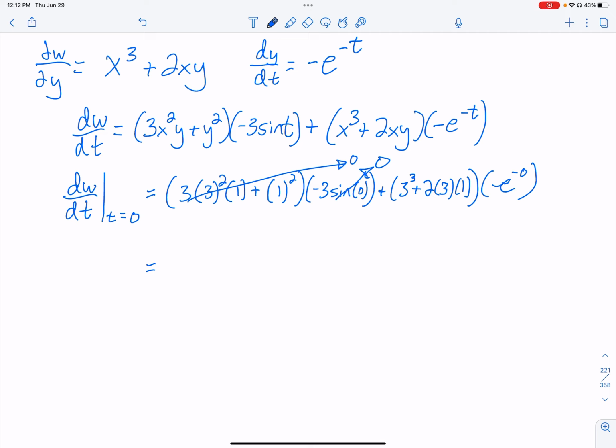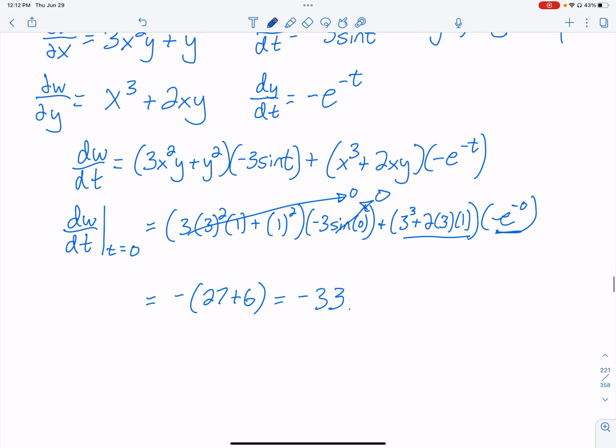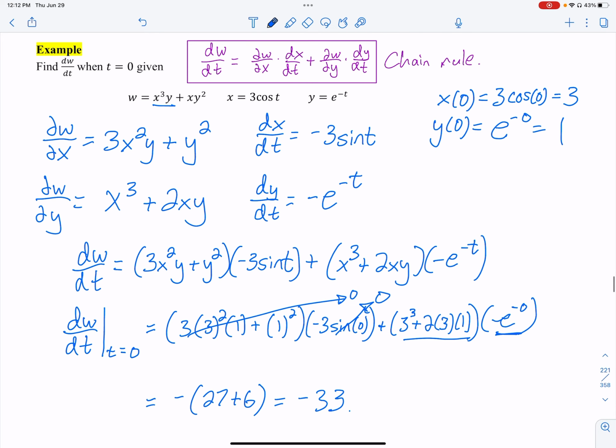Right, and then we get this term, this is a 1, so we're negative 1. So we're going to get negative 3 cubed is 27 plus 6. So we get negative 33. So that is the derivative of w with respect to t. Right, so in that direction it is going downhill. Right, so there is the chain rule.